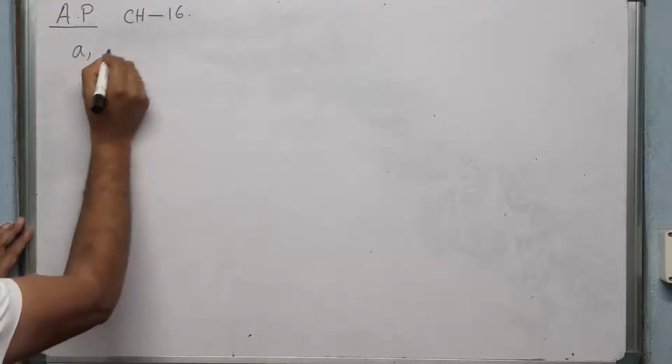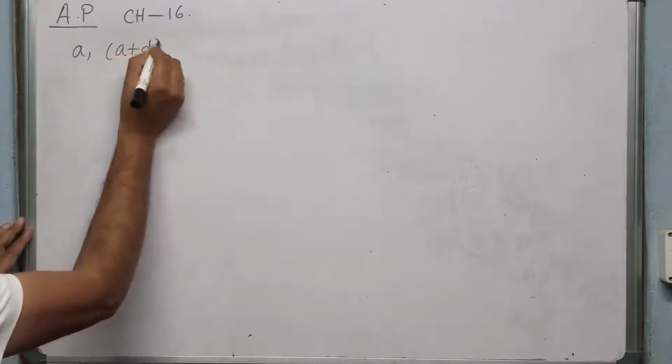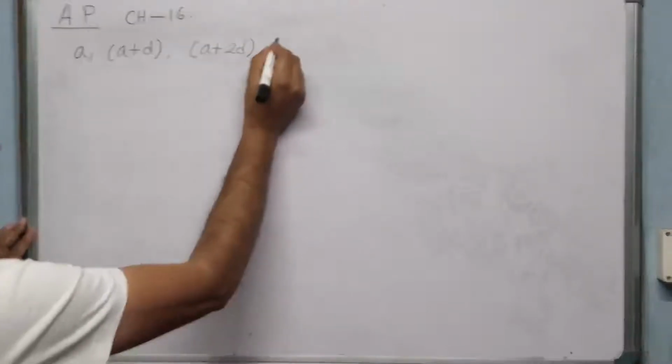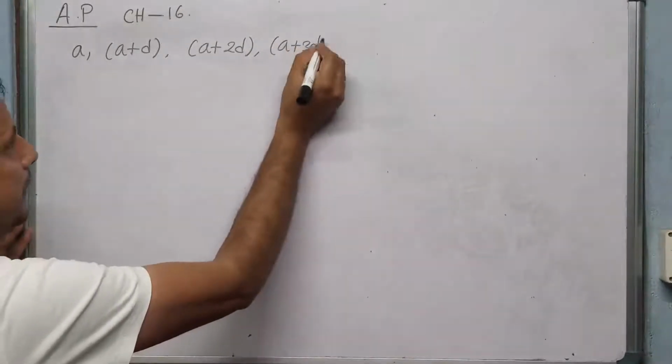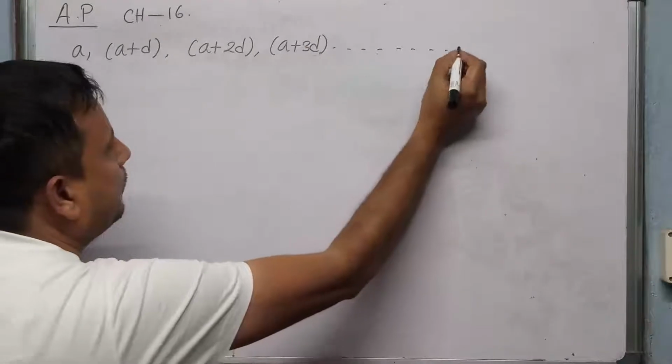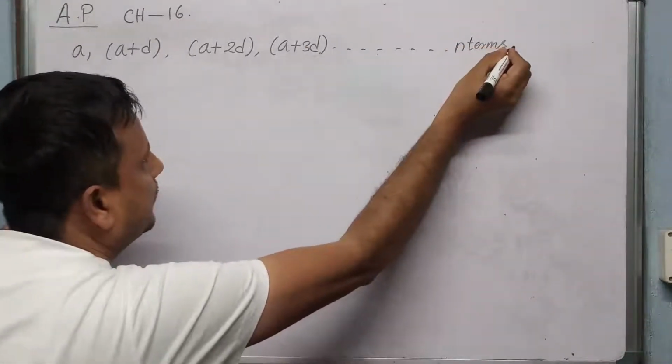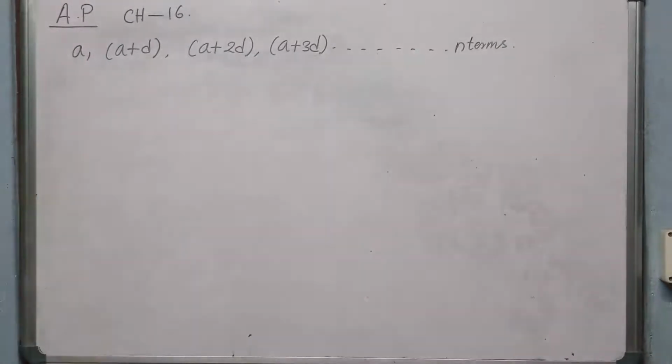Let us suppose A, A plus D, A plus 2D, A plus 3D, and so on. It goes up to the nth term. This particular series is called an AP series. Why is this series called an AP series? A, A plus D, A plus 2D, A plus 3D, up to n terms.